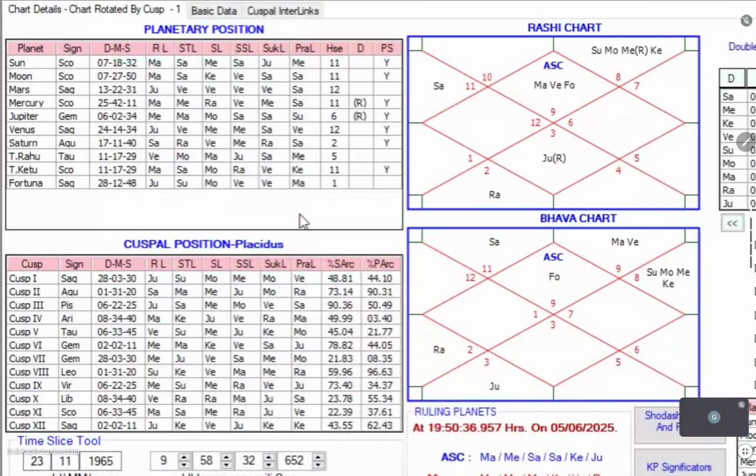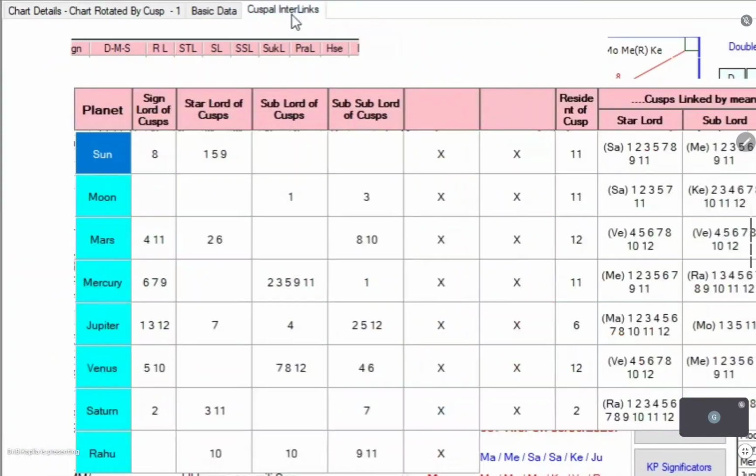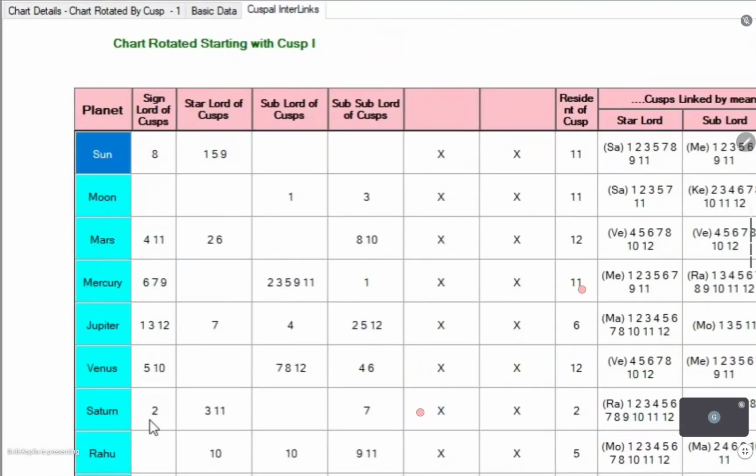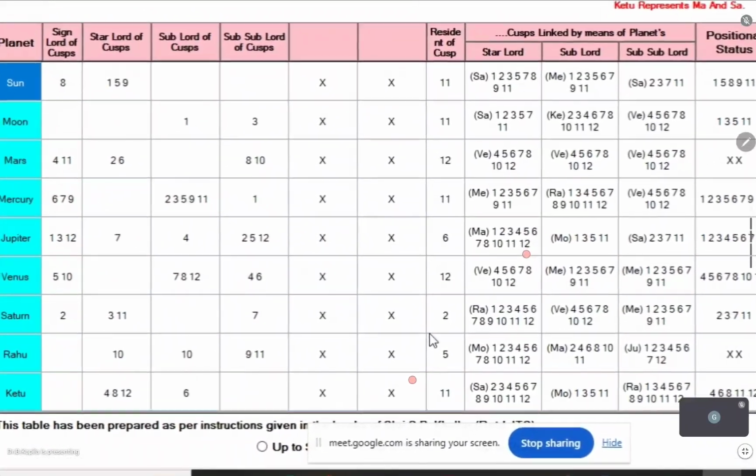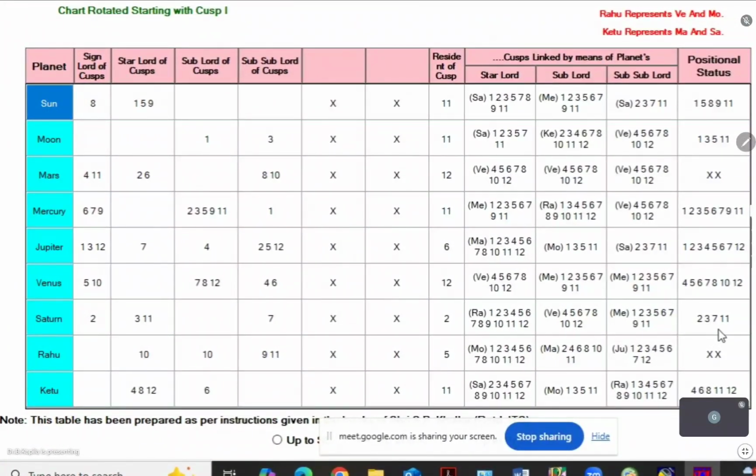Now the second important point is that we have stated that both auspicious and inauspicious events are likely to happen in the life of the native. So what we will do is go to the cuspal interlinks table, go to Saturn. Saturn has PS. It gives me 2, 3, 7 and 11, four cusps. And through Rahu, it will give me 1, 2, 3, 4, 5, 6, 7, 8, 9, 10, 11 and 12. All the 12 cusps are appearing.